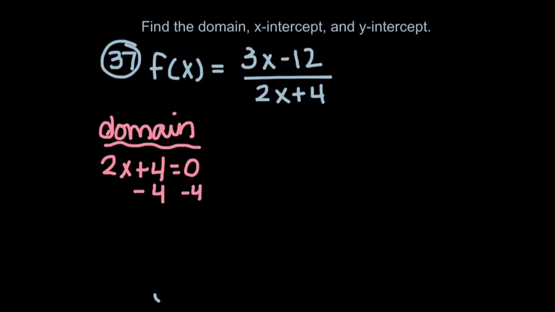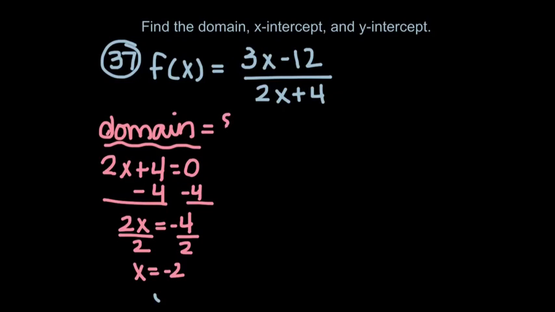Solving by subtracting the 4 from both sides gives me that 2x equals negative 4. Divide both sides by 2, and I find that x equals negative 2. This tells me that plugging a negative 2 in for x will put a 0 in the denominator. So I have to remove that from the domain. The domain then is the set of all x such that x is not equal to negative 2.